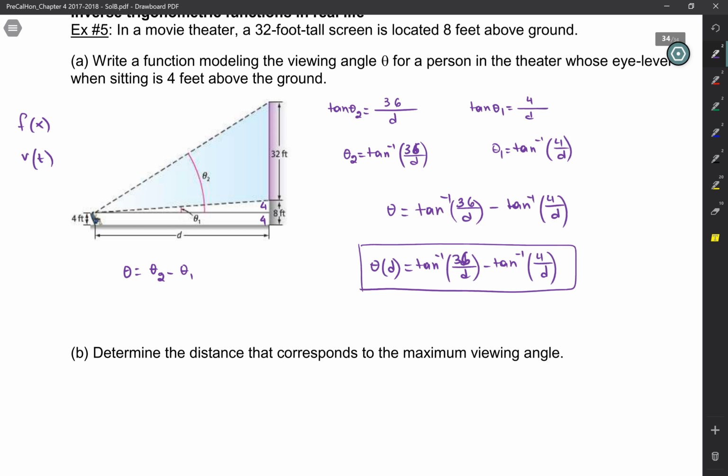That's the answer for that one. It wouldn't be incorrect, but we're learning new notation.